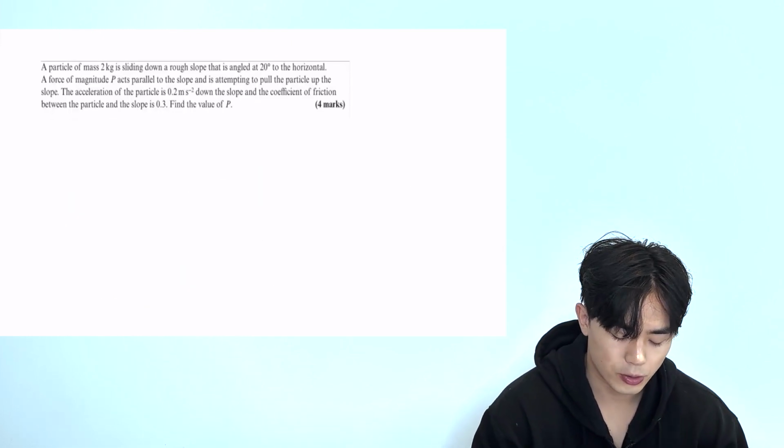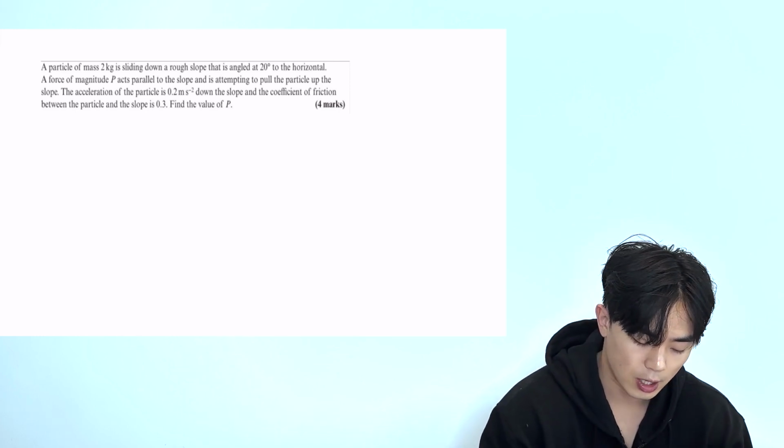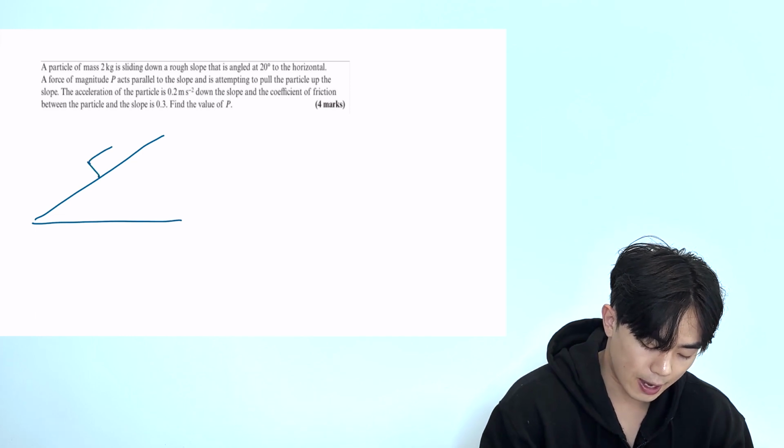So we have a particle of mass 2 kilograms sliding down a rough slope that is angled at 20 degrees to the horizontal. So once again, it's a rough slope, like this. The angle is 20 degrees.